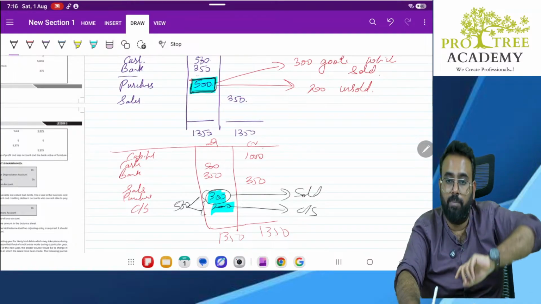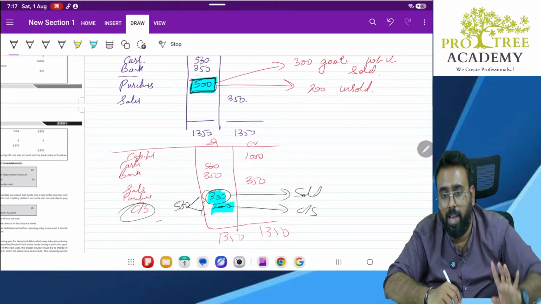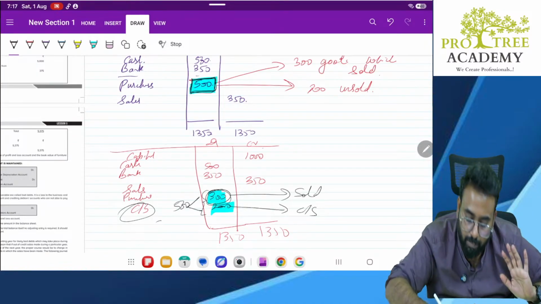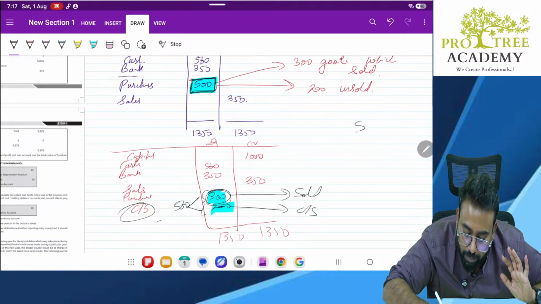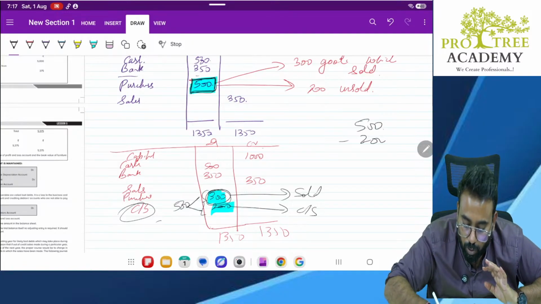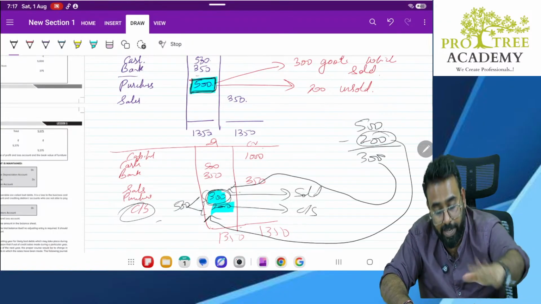So what did you understand by this? The rule is simple. If you show the closing stock in trial balance, then that amount will be reduced from your purchases. Sir, my purchases were 500. Out of this, 200 is my closing stock. So what is remaining? 300. Only this 300 will go in your trial balance, and this 200 will go as closing stock, if you want to show closing stock separately.